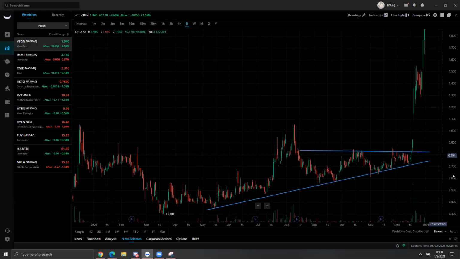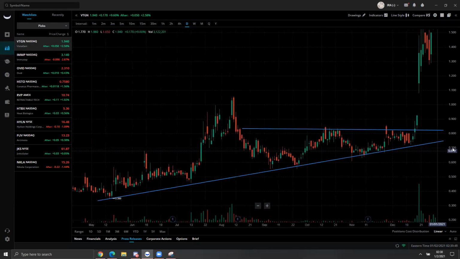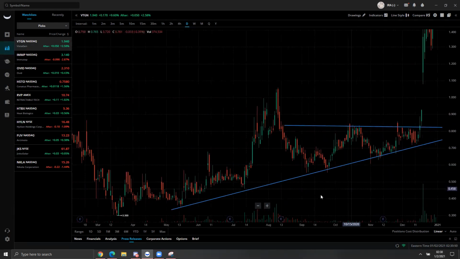The first entry opportunity is you enter on the test of the ascending trend line. In this case, this blue line at the bottom is our ascending trend line. You can see if we bought here, we could have ridden this move up. If we had bought here, we could have ridden this move up, and if we had bought here, we could have ridden this move up.